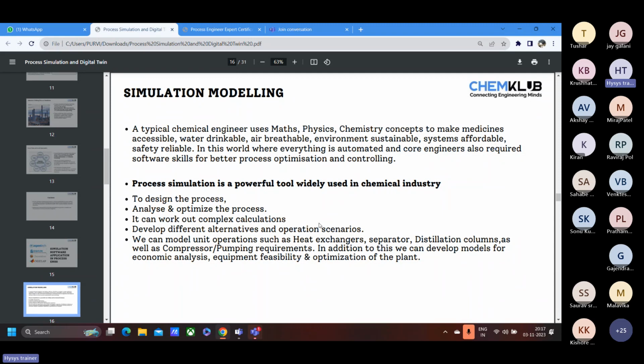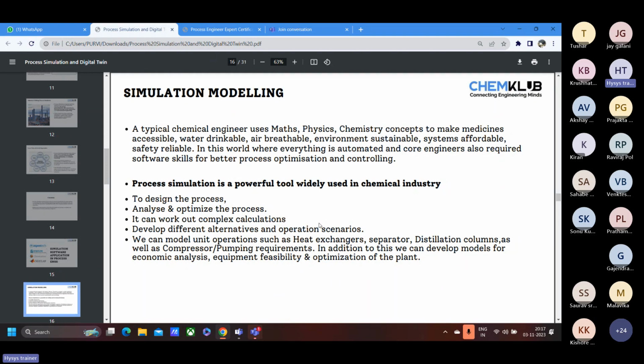Then you can develop different alternatives and operation scenarios. For example, if I increase the pressure, what will be my outcome? If I increase the temperature, if I change the ethylene composition, what will be the outcome? So this kind of alternatives you can also do.